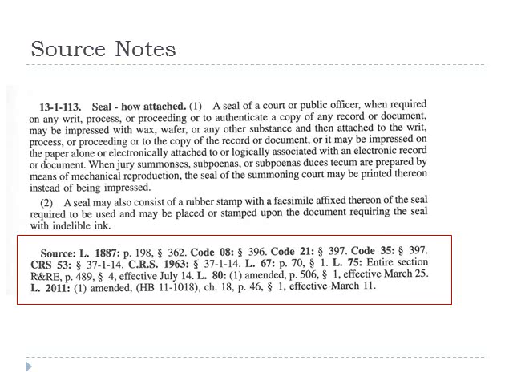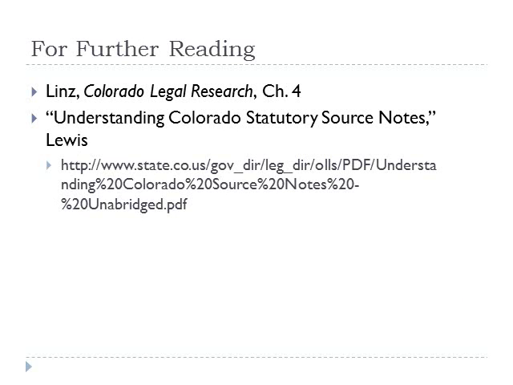And there is a tool called the comparative table, also discussed in the source note information pages we were just looking at, that helps you translate between one version of the code and the newer version of the code. So that's it. That's how we read source notes in the Colorado Revised Statutes.